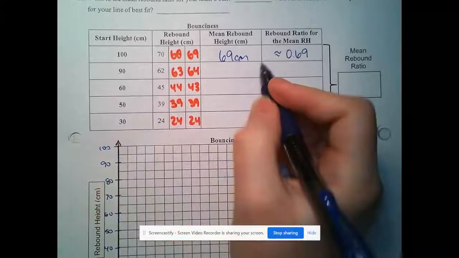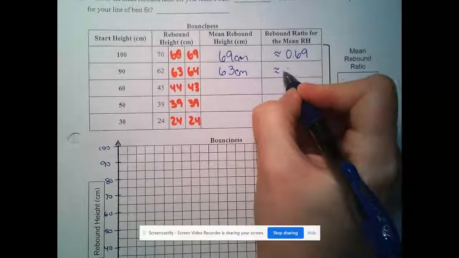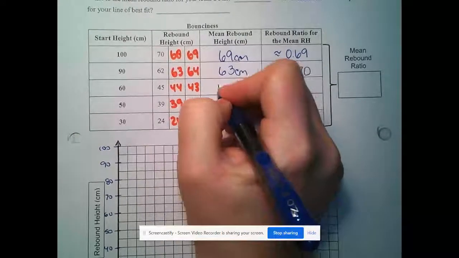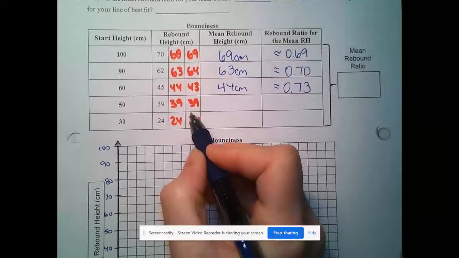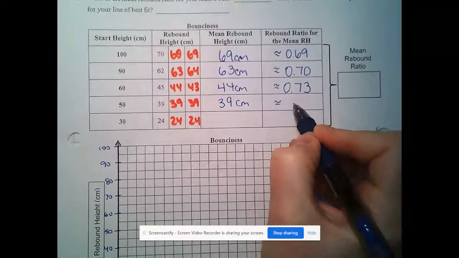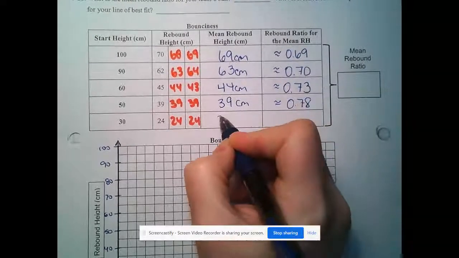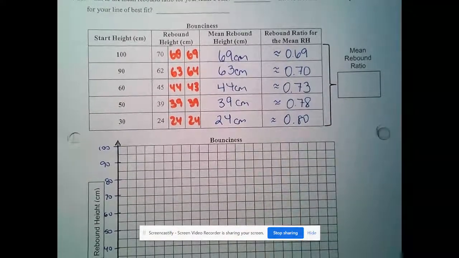And then if I have 90, with an average here, 62, 63, 64, an average of 63 centimeters. That's approximately 0.70. And that's rebound height divided by start height. And then 45, 44, 43, that's an average of 44 centimeters. I'm getting approximately 0.73. 39, 39, 39, that's nice and consistent with an average of 39. And rebound height divided by start height would be 0.78. And then the last one, 24 centimeters is my average if they're all 24, with approximately 0.80. Now, I hope you notice something here.